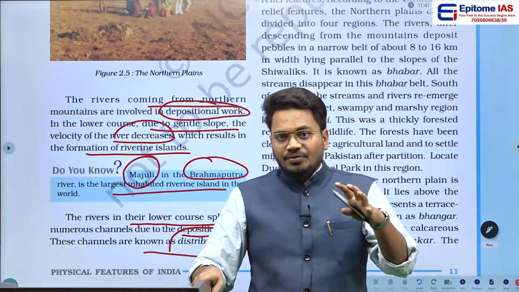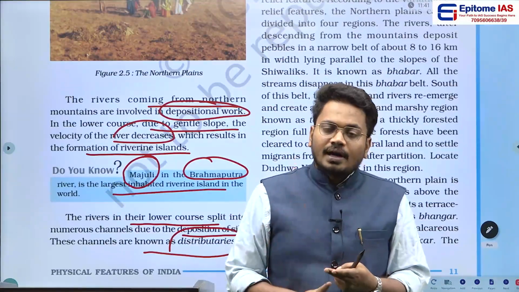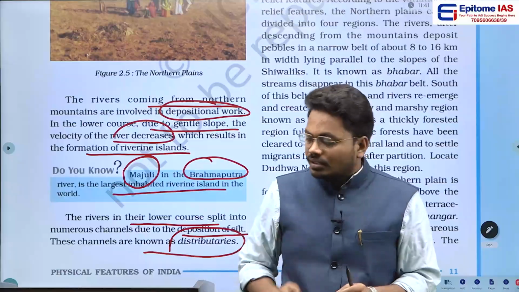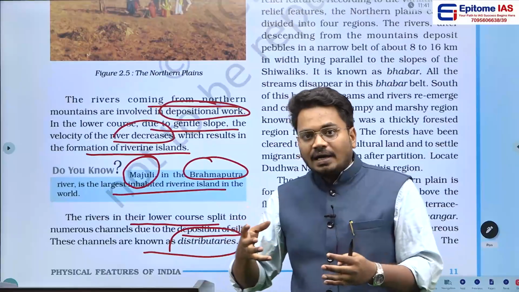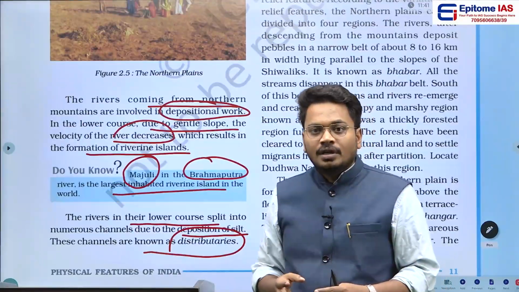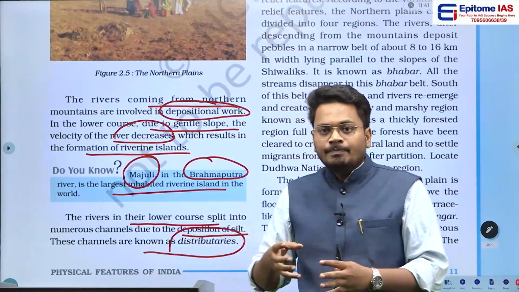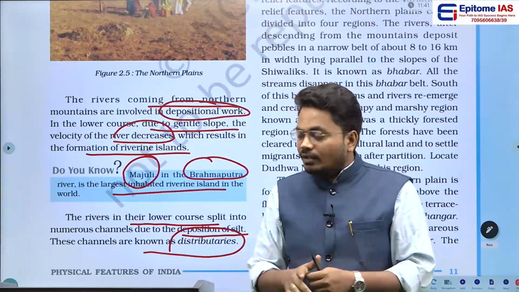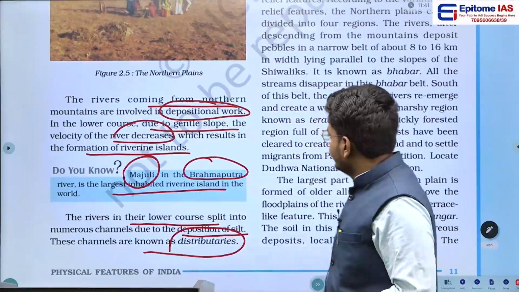In the earlier case, we have seen that these northern plains are formed because of what? Because of the Indus river, the Ganga river, the Brahmaputra river, and because of their tributaries. But in this particular case, here he is saying that when these rivers are lowering their speed, and how does the velocity or speed of a river reduce? Because of the less slope, then what happens? Because of the less velocity, all the sediments will get deposited at certain places, right. So because of that, we can see the formation of small channels called distributaries, right.